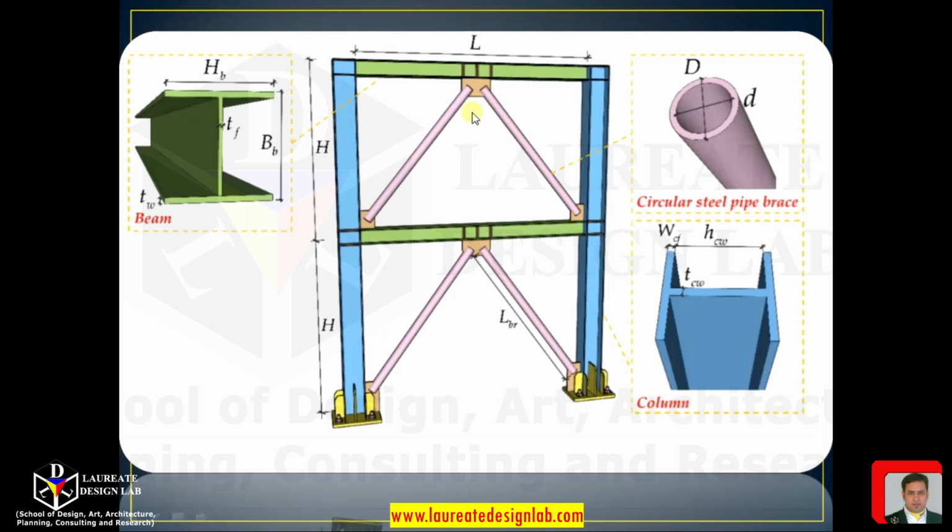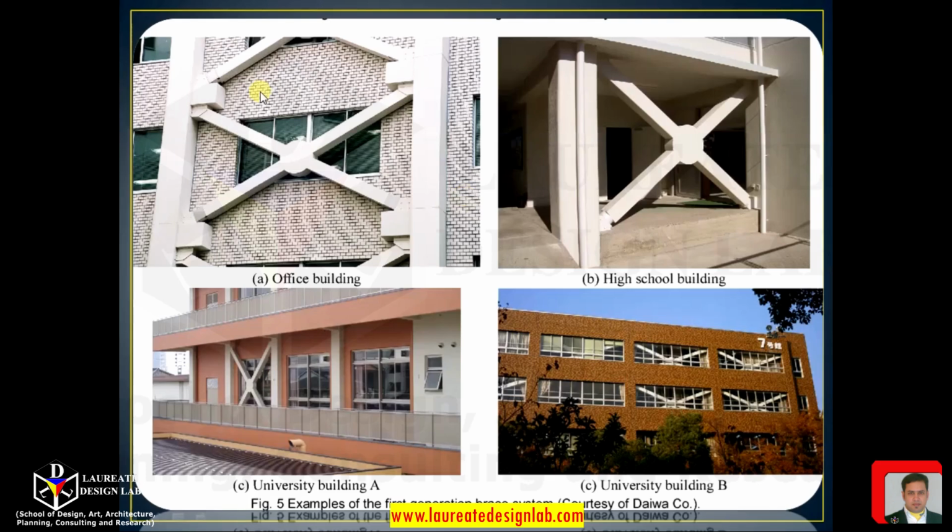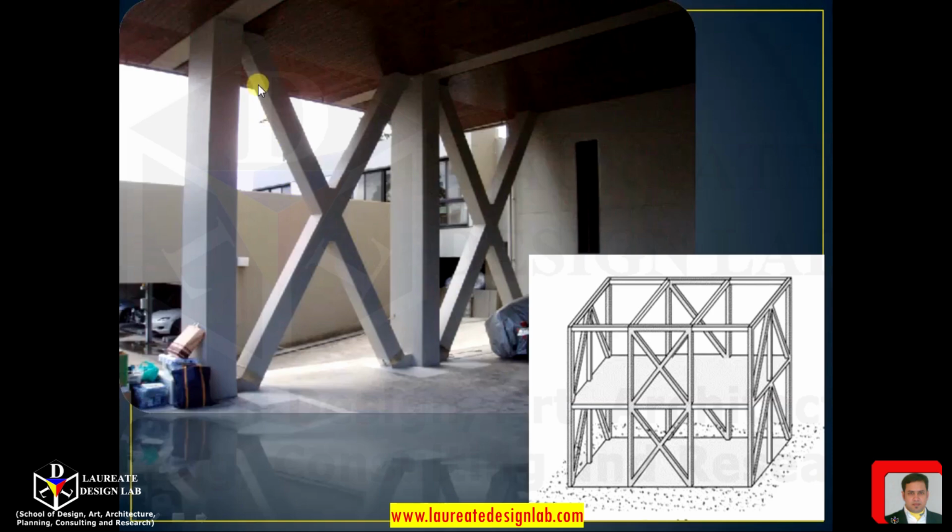So you can see this is the V-shaped bracing which is done in steel sections. In this image you can see that cross has been used. You can see in all these cross has been used, but in this building you can see V-shaped bracing has been used. This is again the example of the cross bracing.